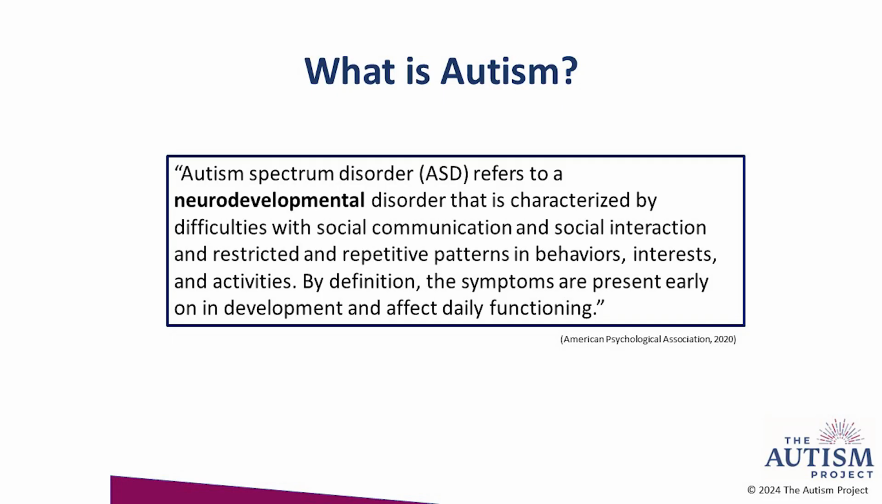Before we learn about a new tool, we like to do just a little recap of what is autism. And I'm going to read this directly from the slide. Autism spectrum disorders refer to a neurodevelopmental disorder that is characterized by difficulties with social communication, social interaction, restrictive and repetitive patterns in behaviors, interests, and activities, and by definition, the symptoms are present early on in life and affect daily functioning. And I read that verbatim from the American Psychological Association.